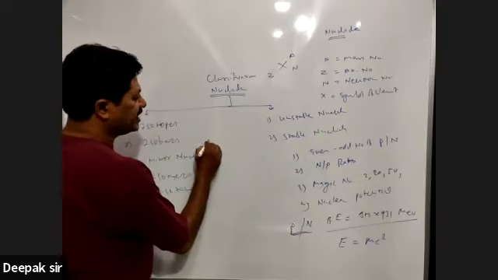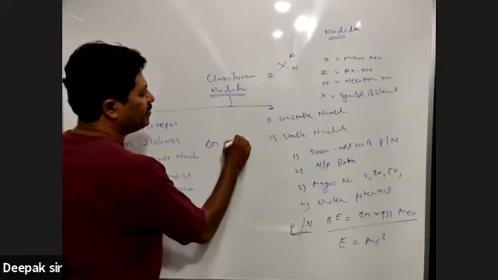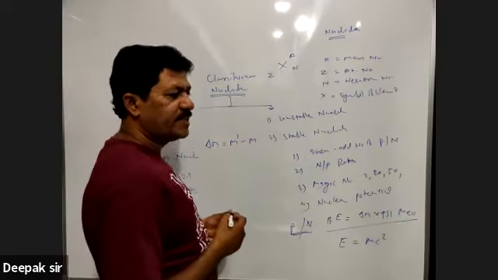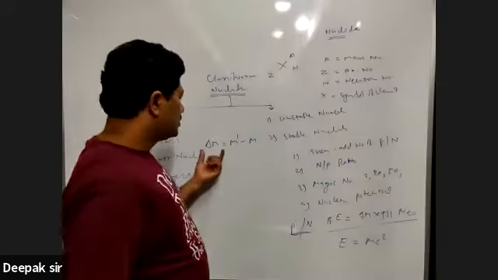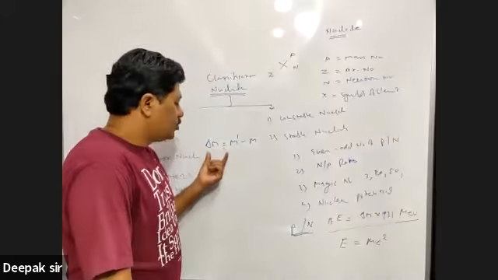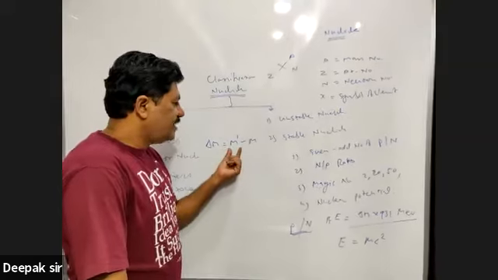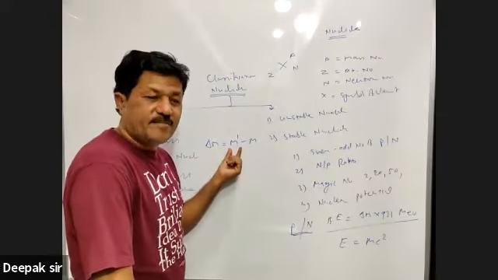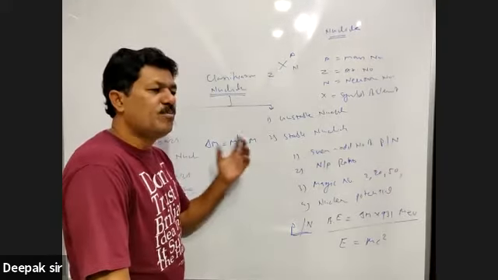So mass defect delta M is equal to M dash minus M. So that is what we can say here. M dash minus M. So this is nothing but the mass defect formula. So delta M is nothing but the mass defect. M dash is the calculated mass, and M is the observed mass.